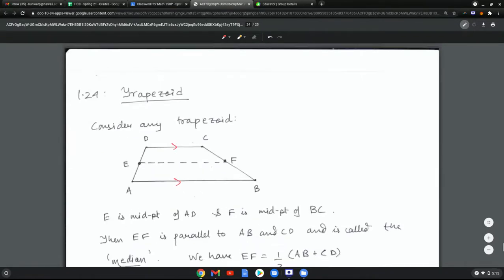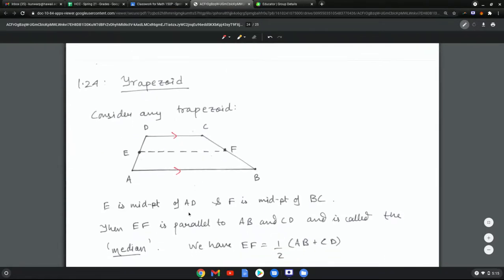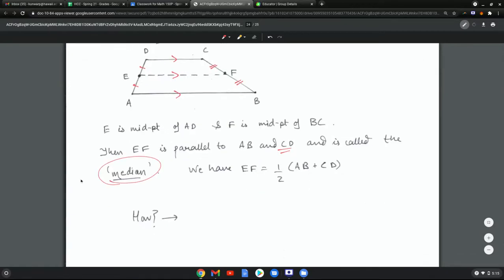sides. Now in this special case, let's say E is the midpoint of AD, which means these sides are equal, and F is the midpoint of BC, which means these sides are equal. If you connect them, what happens is EF is parallel to AB and CD, and it's called the median. Additionally, we have that it is half the sum of AB plus CD.